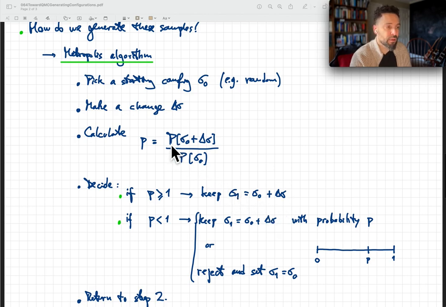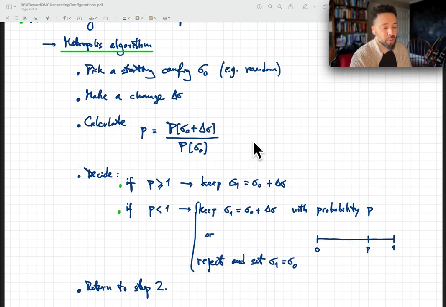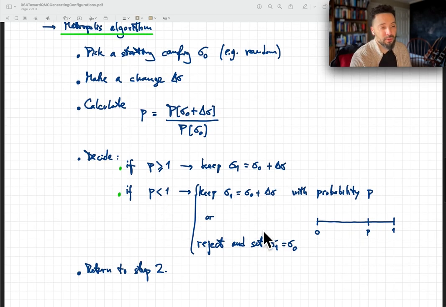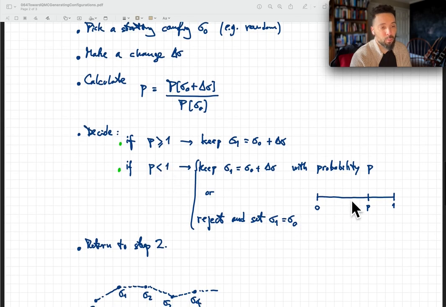And so that's in the case that this probability p of the configuration with the change is larger than the probability of the place where you started. So if you're going to a place of larger probability, then you keep that configuration. If not, then you accept that change with probability p. And what that means, if you think about it, is that, well, if this p is less than 1, it's going to be somewhere between 0 and 1 here.